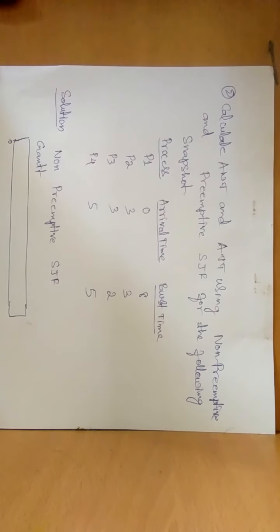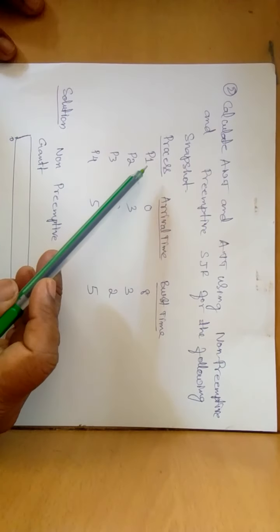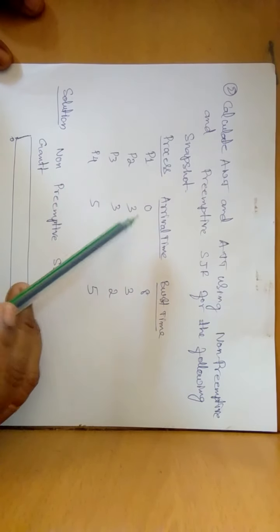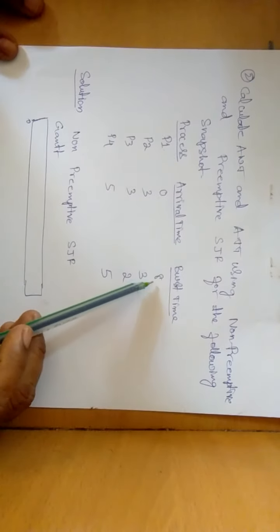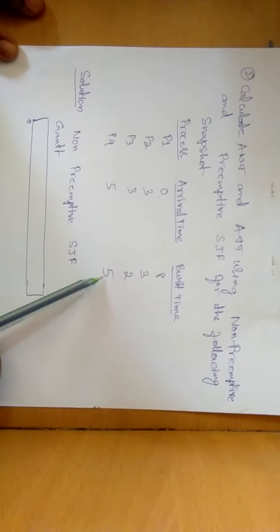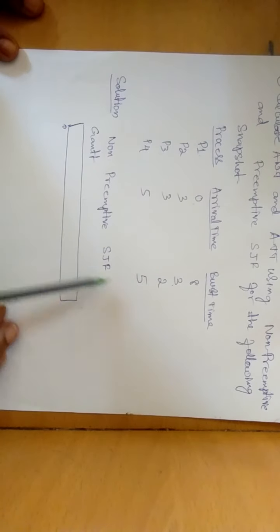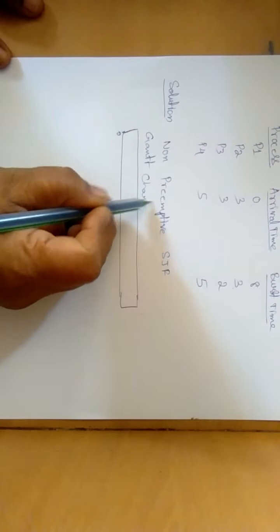Calculate average waiting time and average turnaround time using non-preemptive and preemptive SJF for the following snapshot. So here we are having the following processes P1, P2, P3 and P4 with arrival times 0, 3, 3 and 5, with burst times of 8, 3, 2 and 5. Let us first solve this problem using non-preemptive SJF. Let me draw the Gantt chart for this.